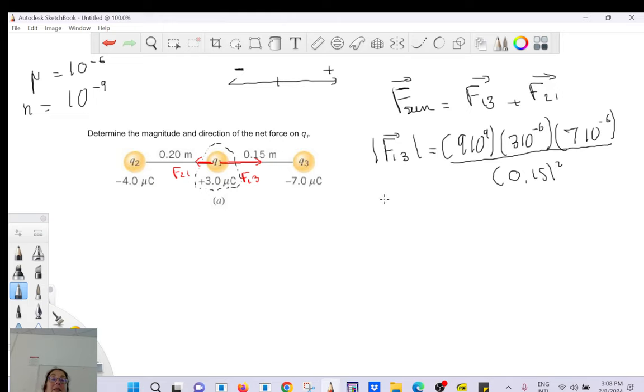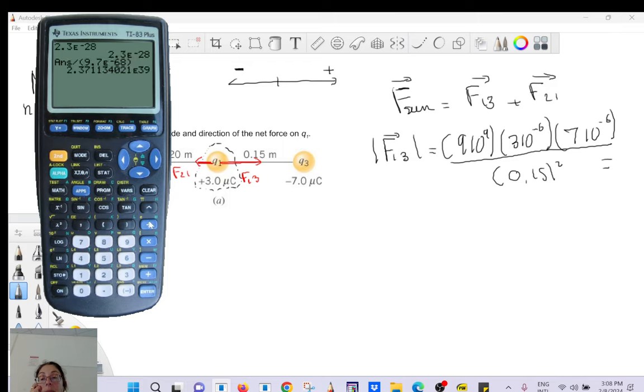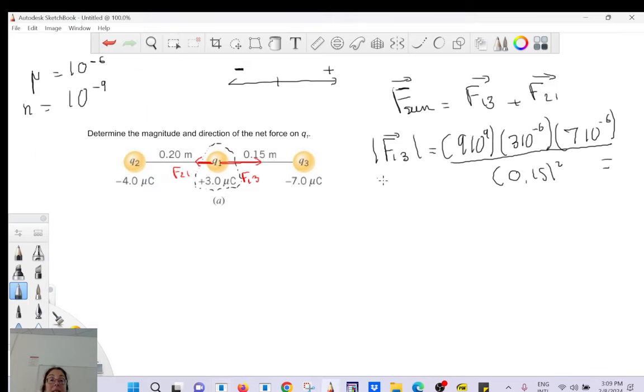So this is the magnitude, okay? So what do you get? Okay, so with your TI, you do 9 times 10 to the 9, close the parenthesis, and then 3 times 10 to the negative 6, close the parenthesis, and then 7 times 10 to the negative 6, close the parenthesis, enter, divide by, open the parenthesis, 1.15, and square, and you get that. Did you get that? Do you all agree? Yes? Okay. So that will be the magnitude.